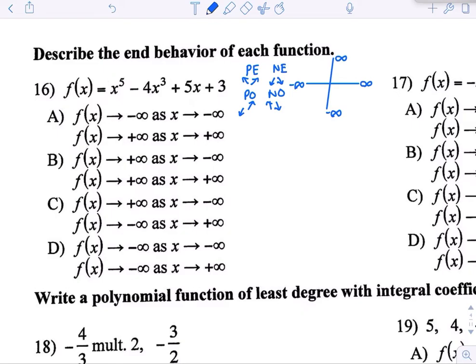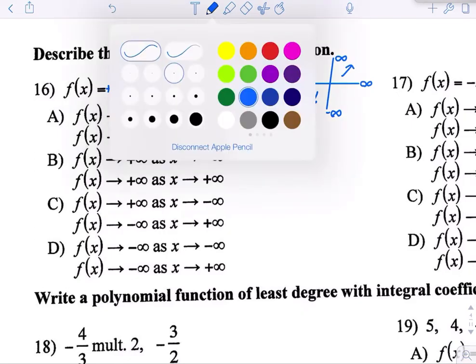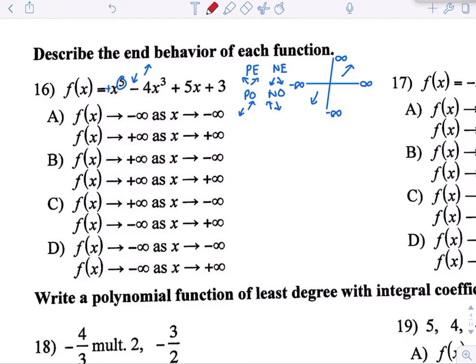Alright, so, okay, see this x to the fifth, you guys? So it's a positive and it's an odd. So that means since it's positive odd, we're going to have an end behavior that goes like this. Positive odd looks like that. So that means when you do this on the graph, it's going to look like that. So that means as x goes to infinity, f of x has to go to infinity. As x goes to negative infinity, f of x has to go to negative infinity.